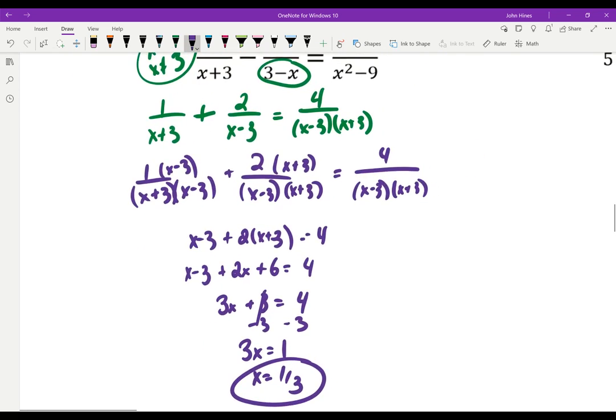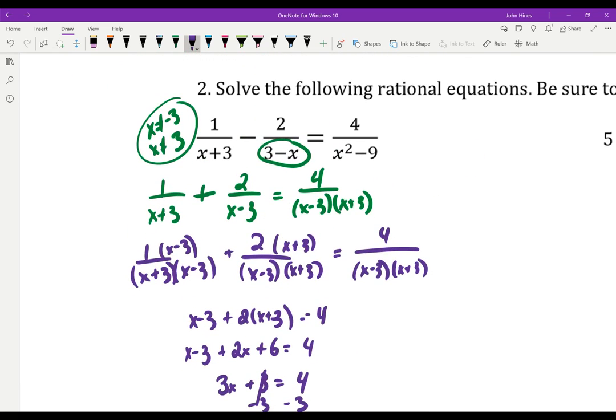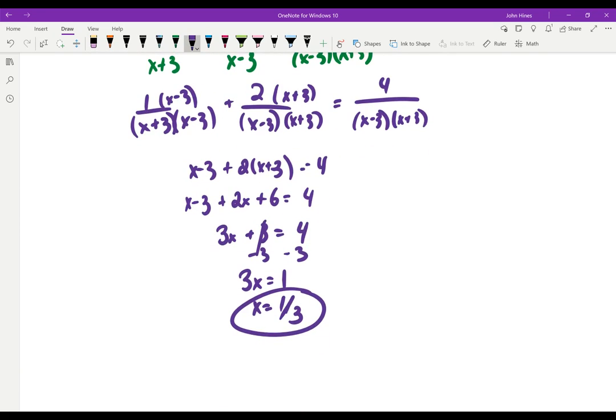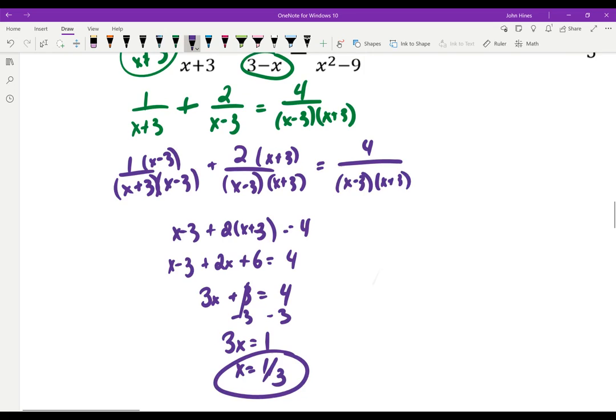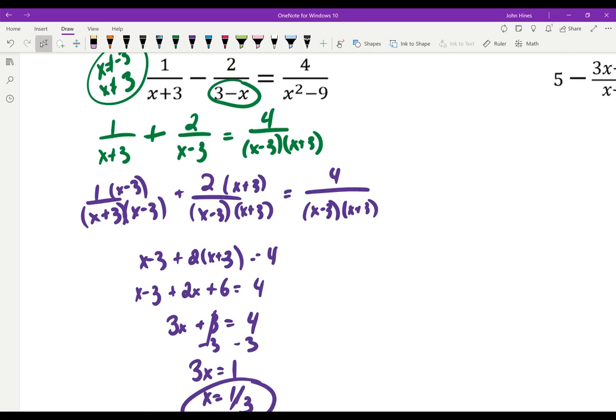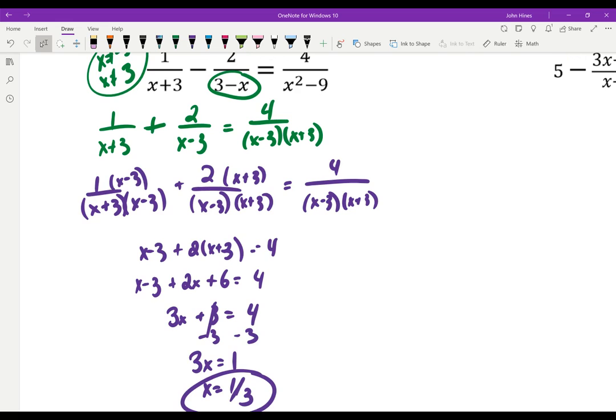Which is allowed because what numbers did we throw out? We threw out -3 and +3. 1/3 is good to go. So that is my solution. There's one answer to solve that equation, and 1/3 is the answer.